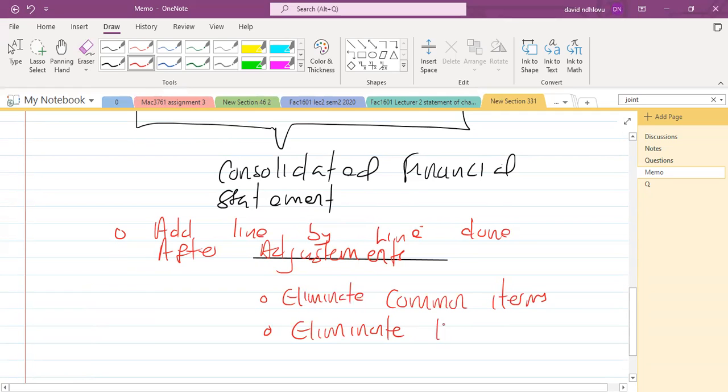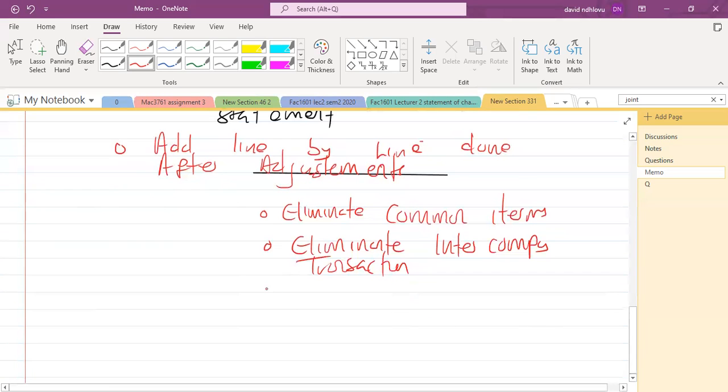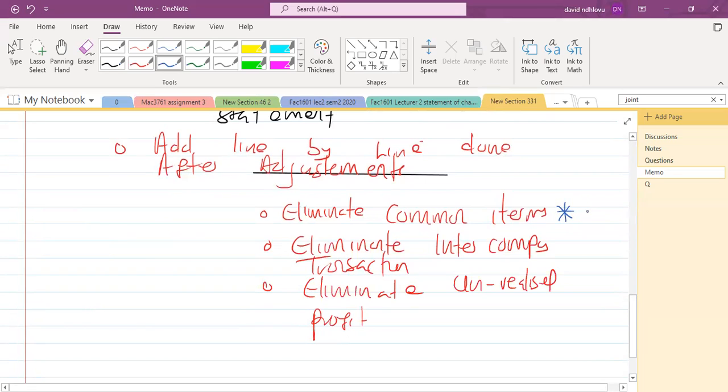Right, eliminate intercompany transactions, and then eliminate unrealized profit. When you've done these adjustments, then you simply add common items. These adjustments that I'm talking about will come later in the syllabus. The one that we are going to deal with now is what we call common items. All the other adjustments, we are going to deal with later.